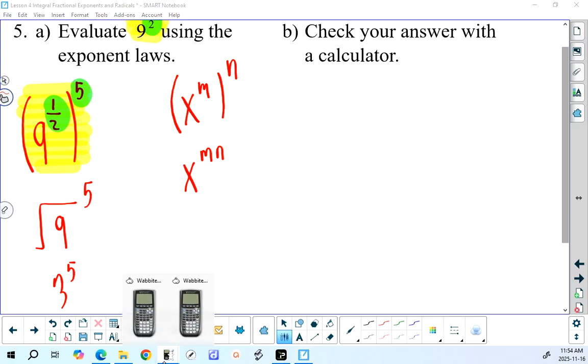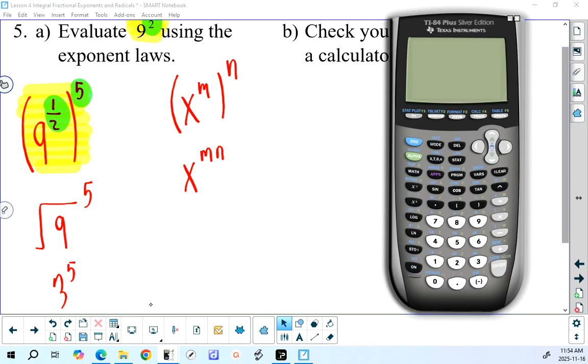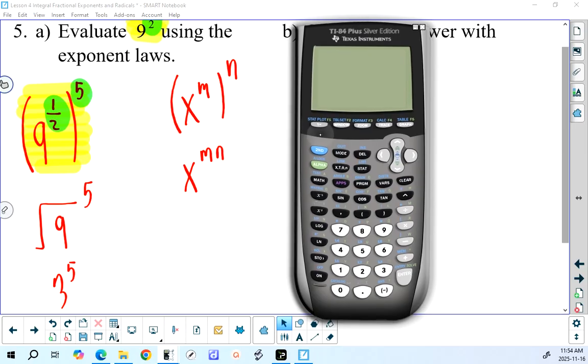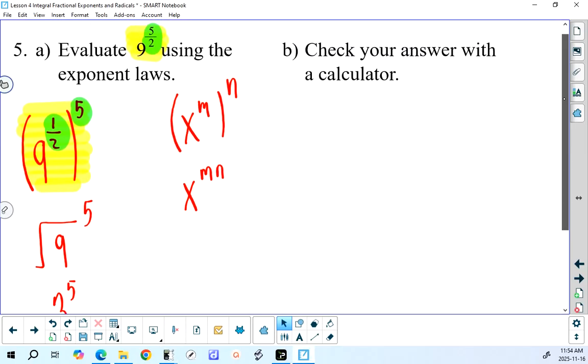If we go to the calculator now, I'll go to my version of the calculator, and we want to figure out what 9 raised to the 5 over 2 is.